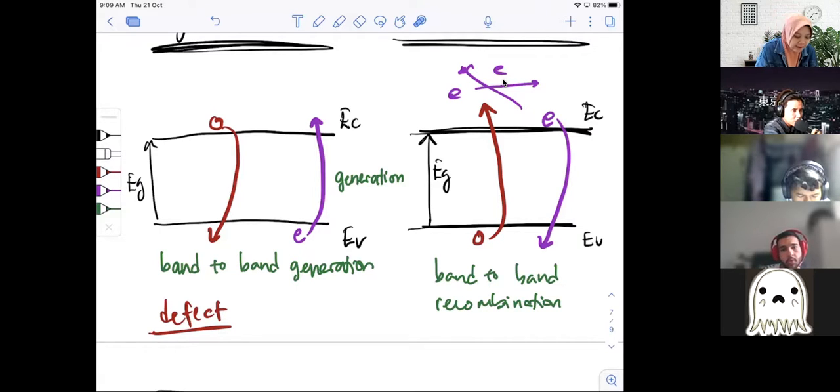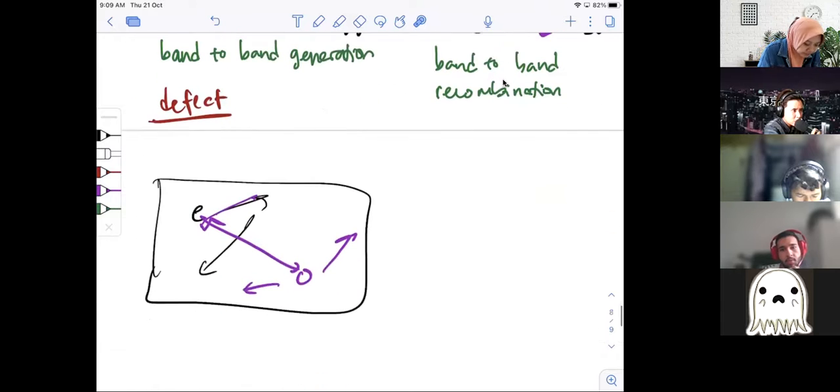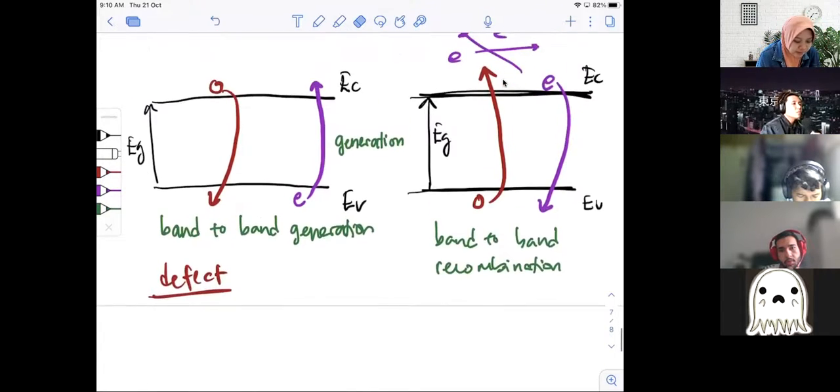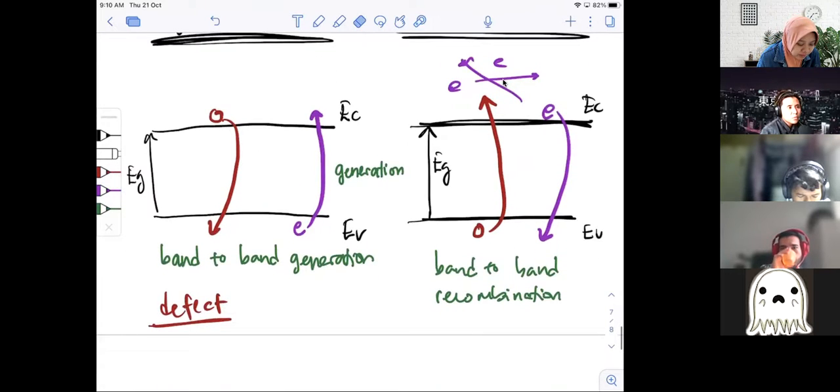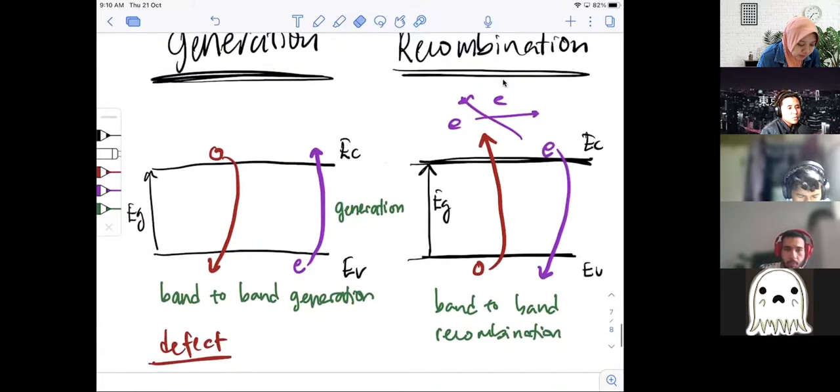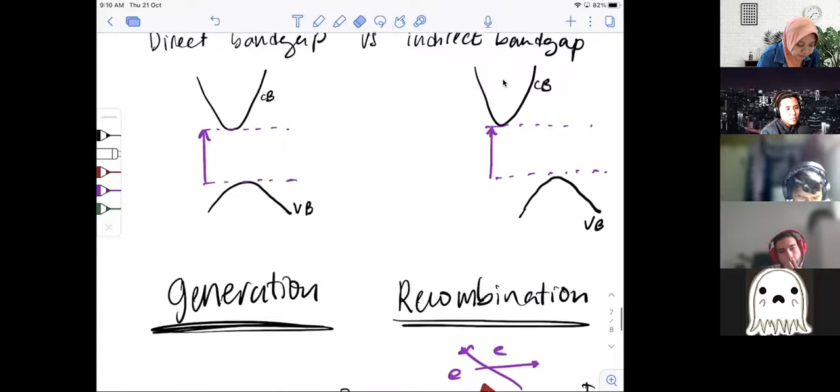Okay. Any other question? Okay, no question. If no question, we'll continue with generation, recombination. You know what it is?